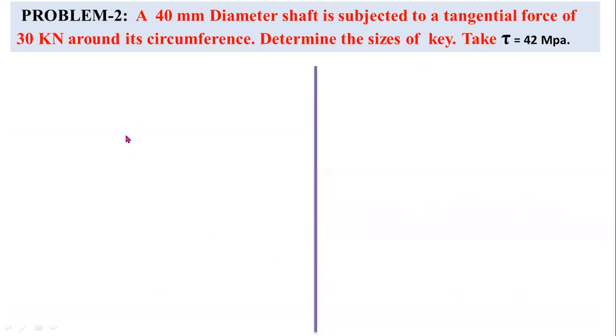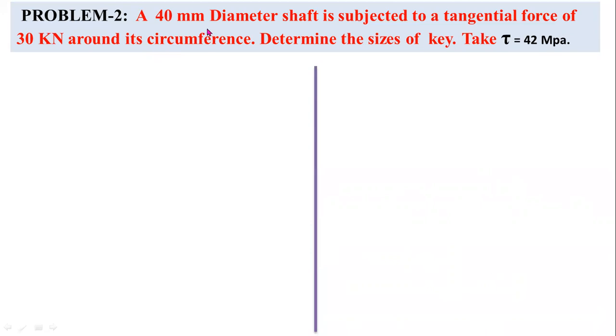Now coming to another example problem. A 40 mm diameter shaft is subjected to a tangential force of 30 kilonewtons around its circumference. Determine the sizes of the key. Take shear stress tau equal to 42 megapascal.